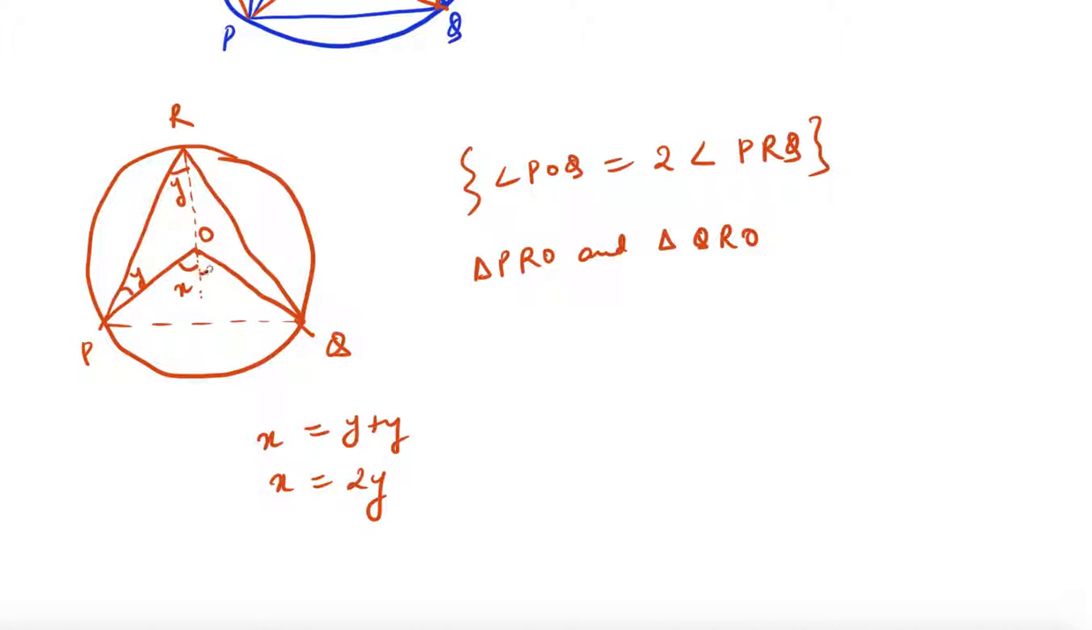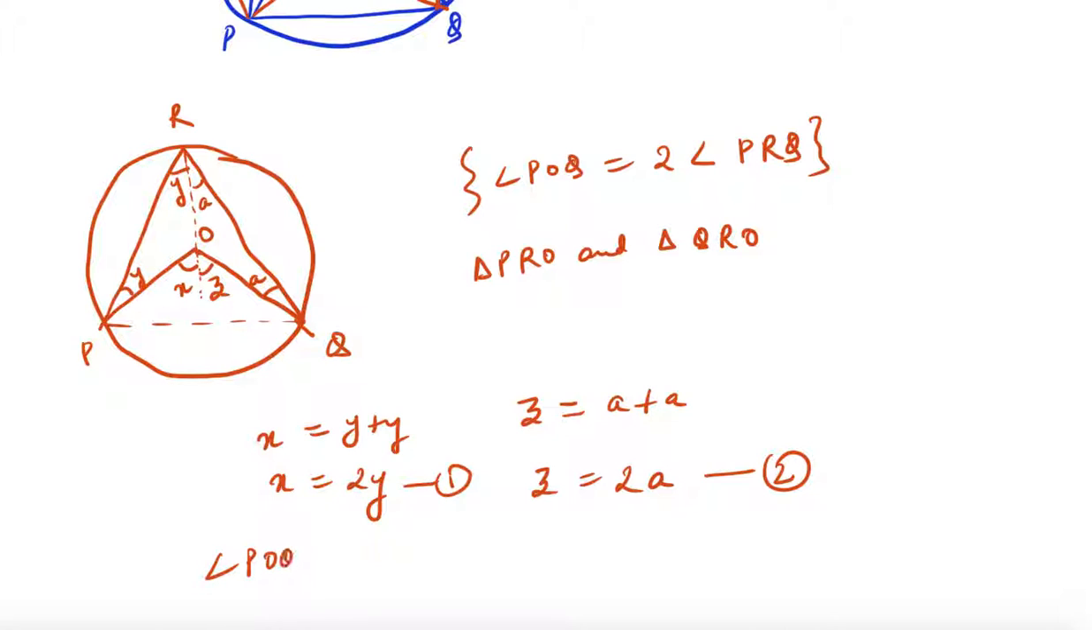Similarly, let us say that this angle is Z. OR and OQ, again being radii of the same circle, will have the same measure, and angles opposite to equal sides have equal measure. So let's say this angle is A, then this angle will also be A. So I can say Z is equal to A plus A, that is Z is equal to 2A. Let us call this equation 1 and this equation 2.